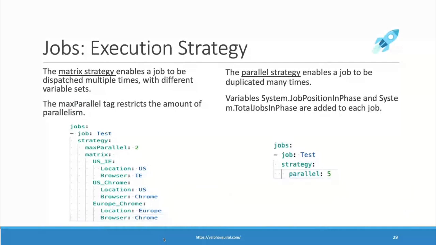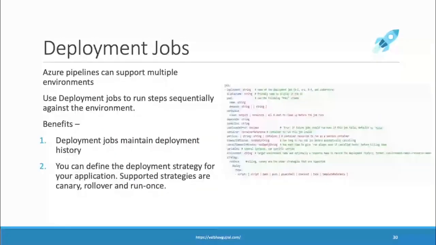If you intend to deploy through your Azure DevOps pipeline, then instead of using standard jobs, you can use a special type of job called deployment jobs. What you see on the right is the schema for a deployment job. Like the normal job, deployment jobs also have properties like name, display name, depends on, and conditions. There are two main benefits that you get out of using deployment jobs over the normal jobs. Deployment jobs maintain deployment history, giving you insights into the status of your deployments for auditing. And you can also define the deployment strategy for your application. Currently, it supports run once, rolling, and canary strategies.